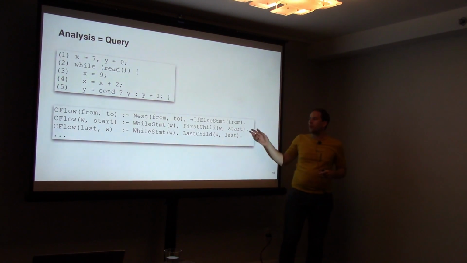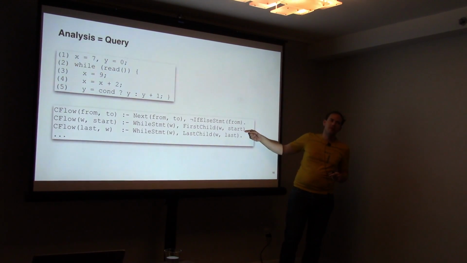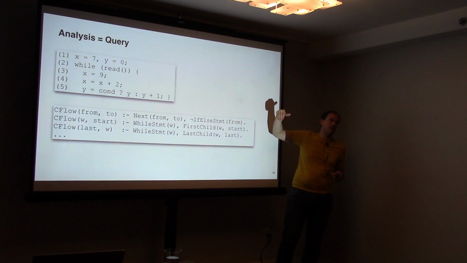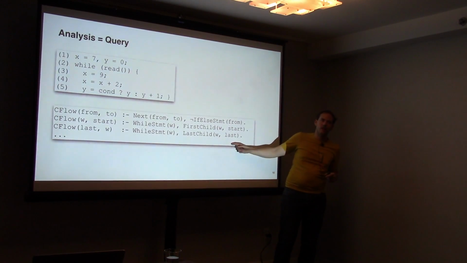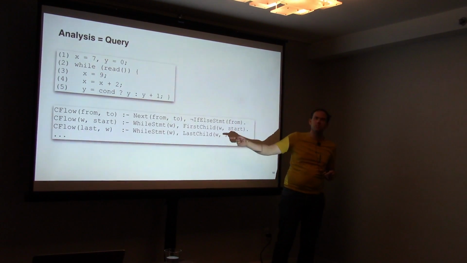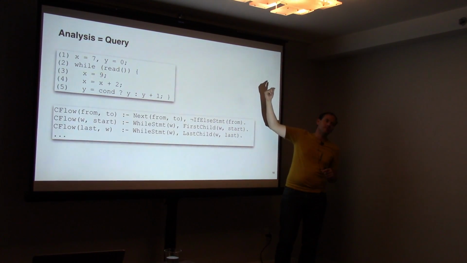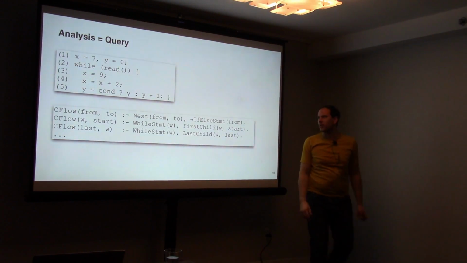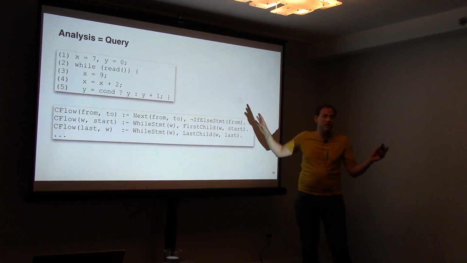Then we have 2 rules for while loops. So if W is a while statement, and the first child of that while statement is start, then there's a flow from the head of the while loop to the start, to the first child of the loop. And similarly, if last is the last child of a while loop, and W is that while loop, then there's a flow back to the head of the loop. Make sense? All right.